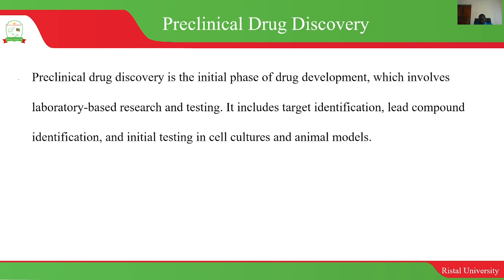Let's look at preclinical drug discovery. Preclinical drug discovery is the initial phase of drug development, which involves laboratory-based research and testing. This includes target identification, lead compound identification, and initial testing in cell cultures and animal models. So the point here is that in the initial stages of drug development, we always have to use animal models to study this particular drug before it is tried in humans, so that we are able to understand what it does, what the harmful effects are, and how it works.